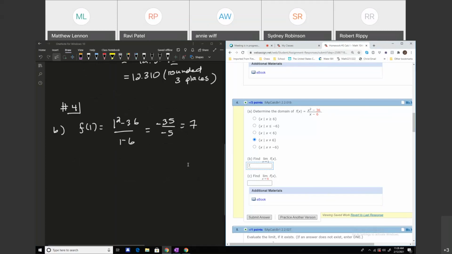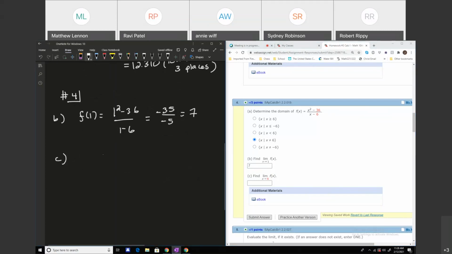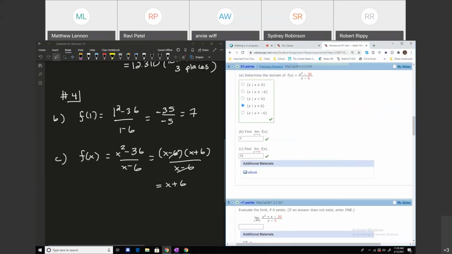For part C, we actually have to factor it. So x squared minus 36 over x minus 6. We need to do a difference of squares on top so we can cancel out that x minus 6 in order to evaluate the limit. So the limit as x approaches 6 will just be 6 plus 6, which gives us 12. All right.